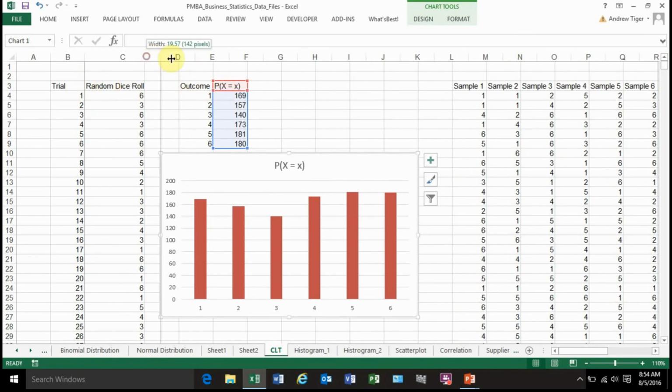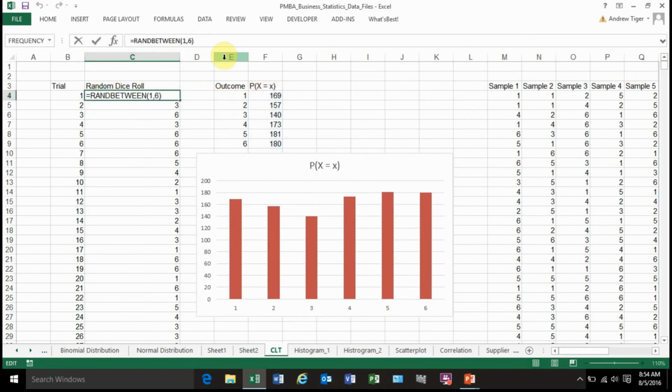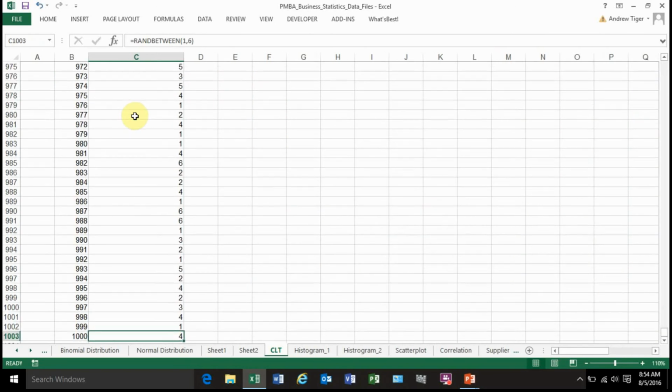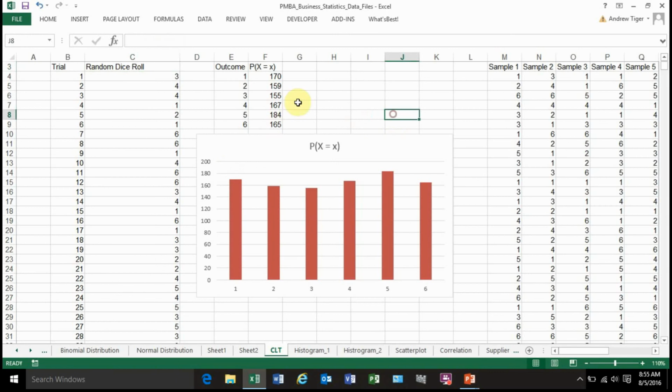I've rolled a dice, and all I did was use an Excel function called RANDBETWEEN, and all it does is give me a number equally likely between 1 and 6. And if I did that a whole bunch of times, 1,000 times, and then I plotted the frequencies of those, this is what we get. So the number of outcomes of 1 was 170, and I could redo it. But if you can see, when you plot that, you get something that looks like this, which is what we would expect. It's a uniform distribution.